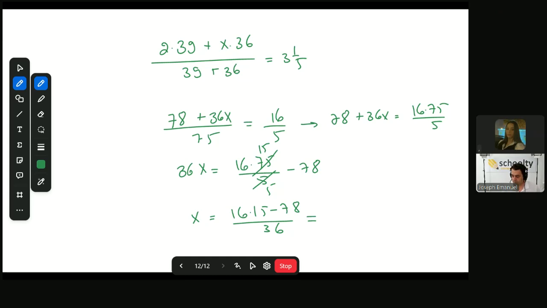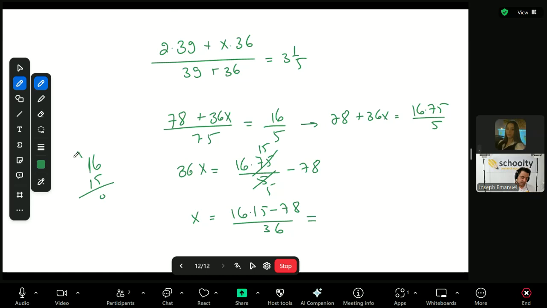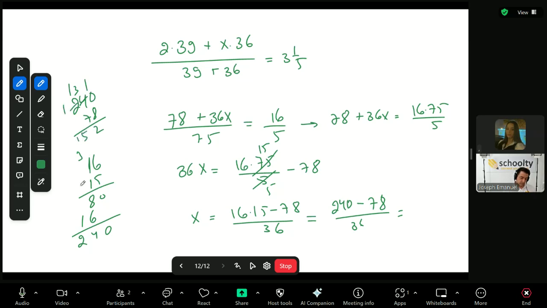Okay, 16 times 15, how much? 16 times 15 is 240. Then 240 minus 78 is 162. So x equals 162 divided by 36.